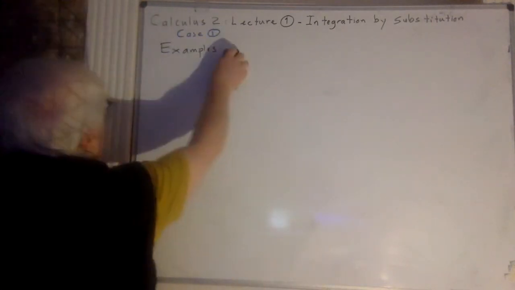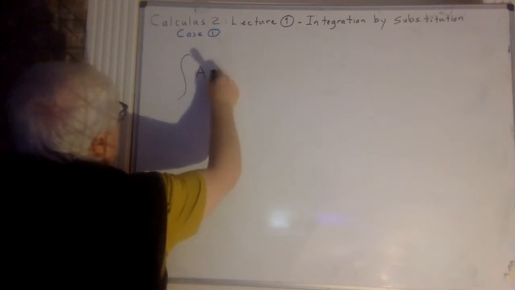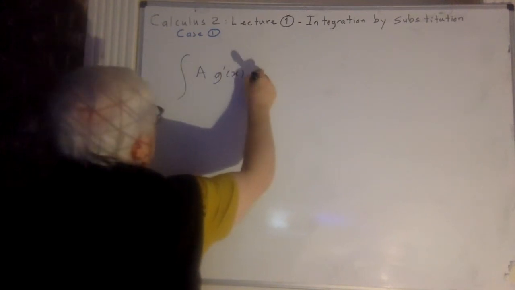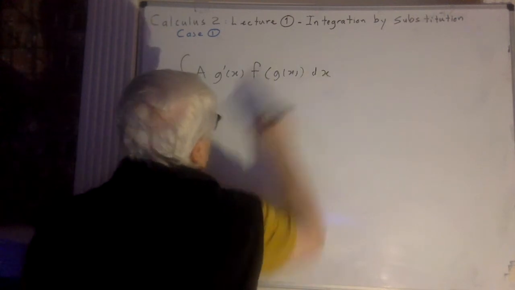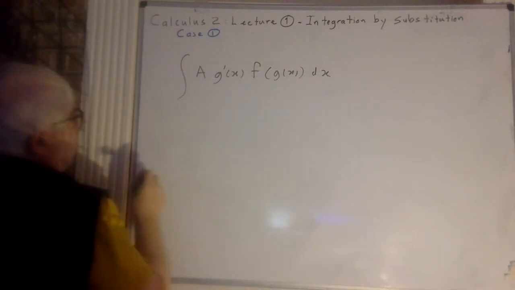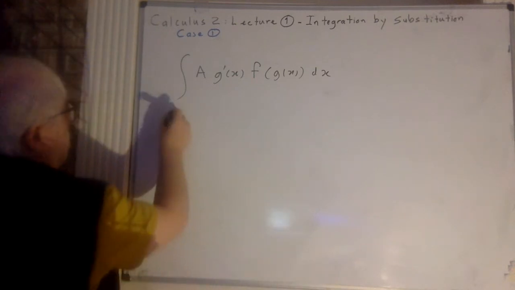Okay, so let's go back to the example in the general form. So I had a times g prime x, some function f of gx dx. Now what we do here we call substitution. In fact, substitution, you might say, well, what is the substitution?